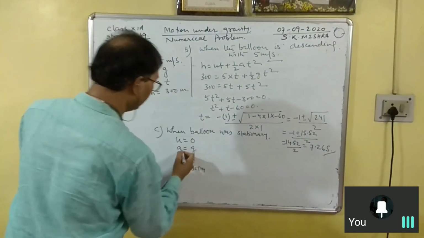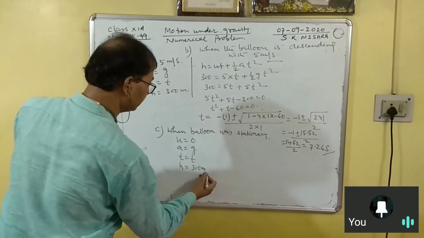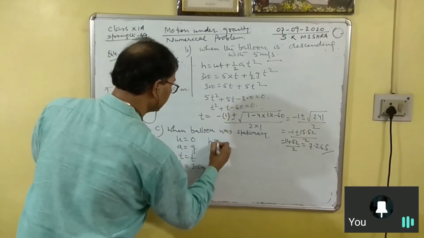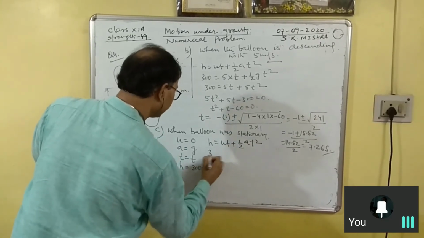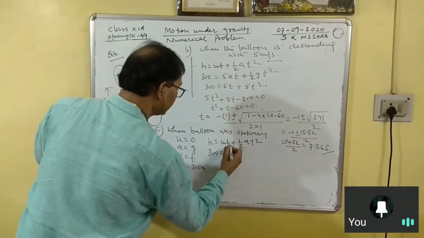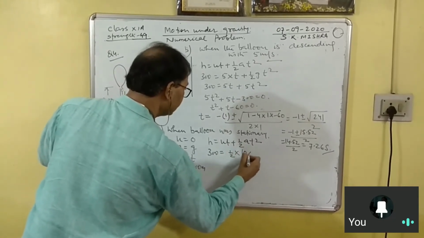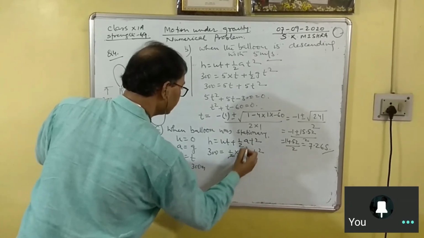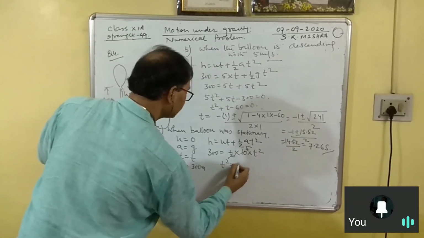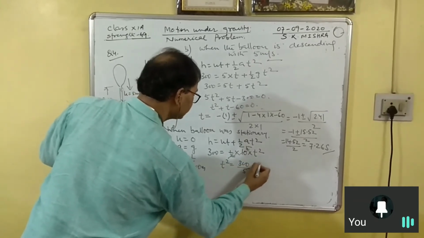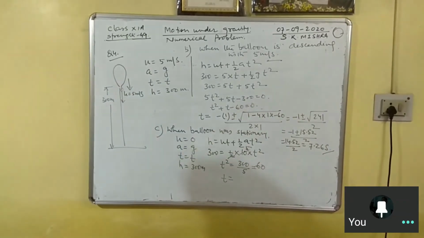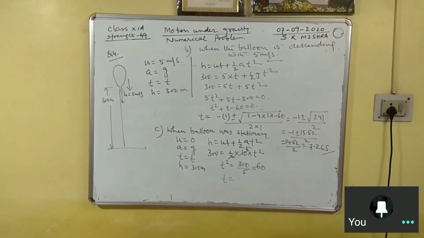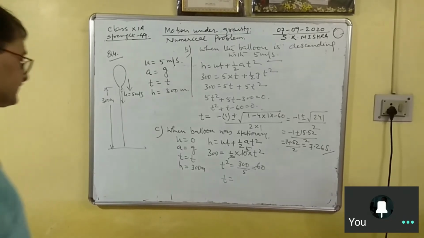Then U is 0, A is G, time is T, H is equal to 300 meter. Now use the same relation, H is equal to UT plus half GT square. So H is 300, the UT part is 0. Now half G, 10 into T square, 5. So T square is 300 by 5. So it's 60. So tell me the square root of 60 approximately. Approximately 7.82 second.